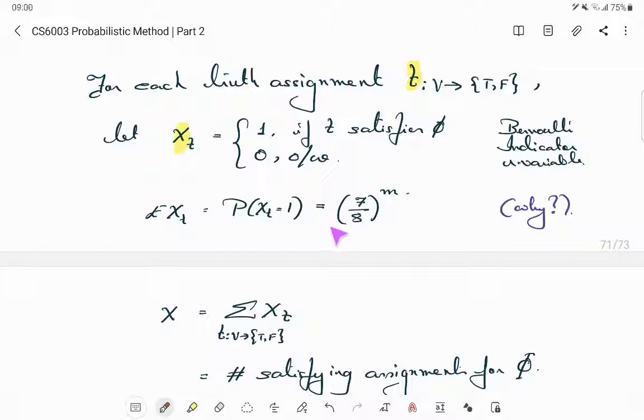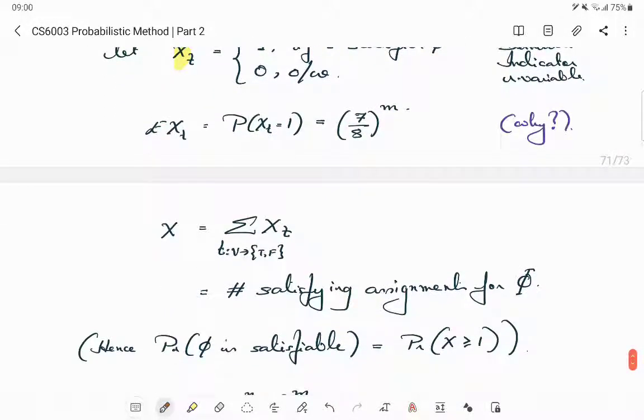But since you have to satisfy each of the m clauses, the probability dramatically goes down to 7/8 to the power m. This will be very close to 0. It's a very small probability. Why could I put a power of m? Because the choice was independent. Okay. Now, what is your counting random variable x? It's just the sum of xt. This will count the number of satisfying assignments for phi.